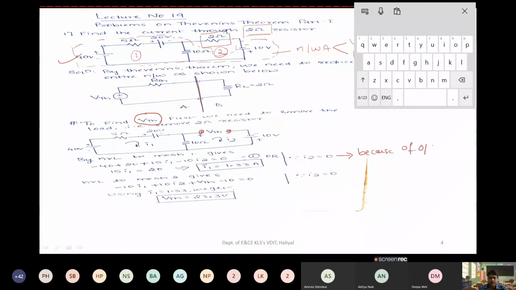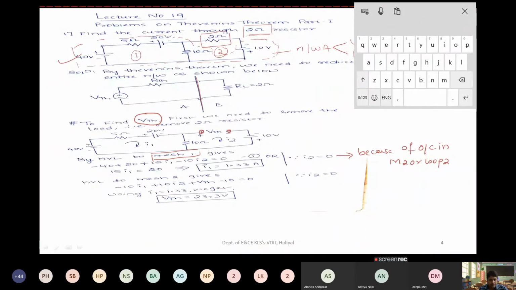Because of open circuit in mesh 2 or loop 2. Okay, now if you apply KVL to mesh 1, what we get is minus 40 plus 5 plus 10, that is 15 I1, then plus 20, equal to 0.